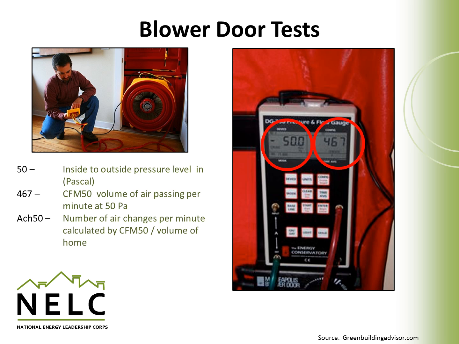An important number that we calculate as a result of this is air changes at 50 pascals. The number of air changes per hour would be calculated by the CFM at 50 divided by the volume of the home, and this would yield the number of air changes that would take place at 50 pascals. And that's a standard number we use to rate the tightness of homes.